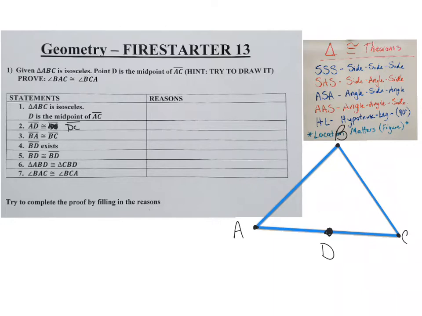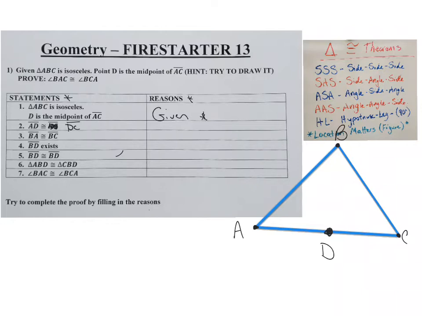So the first part, triangle ABC is isosceles. That is given. D is the midpoint of AC. So you always start with statements and reasons. Always start with given. That should be the easy stuff. Now the next thing, AD congruent to DC.